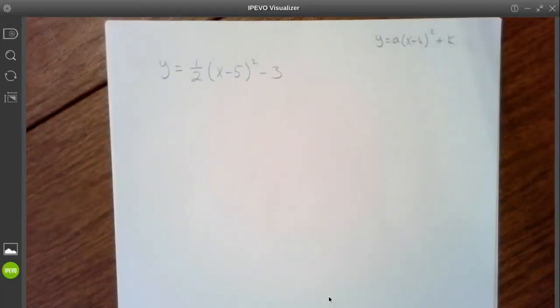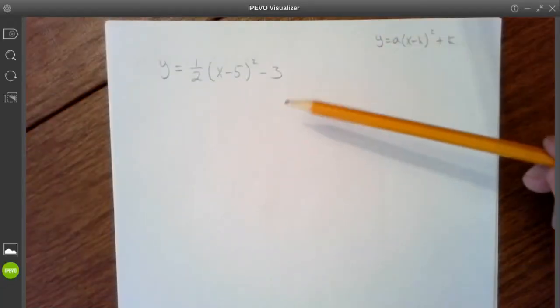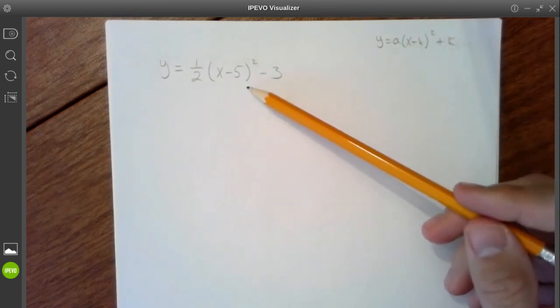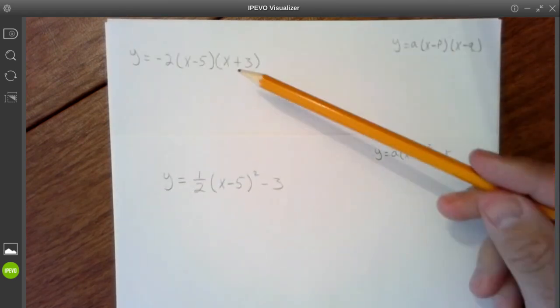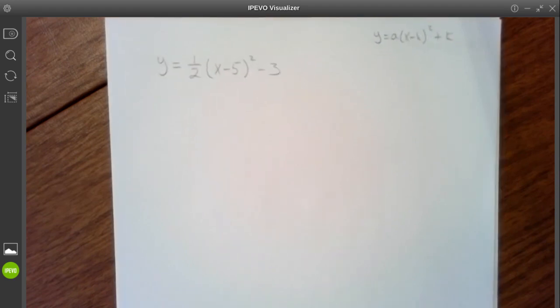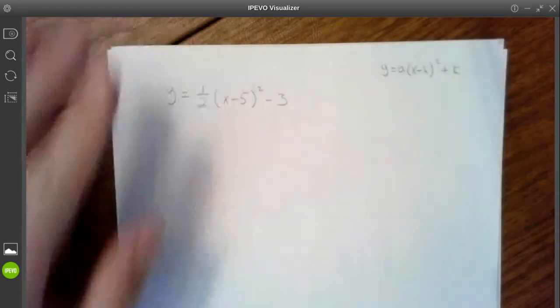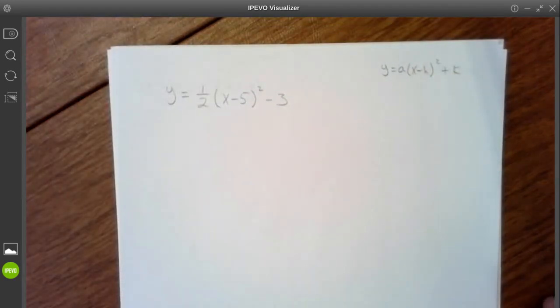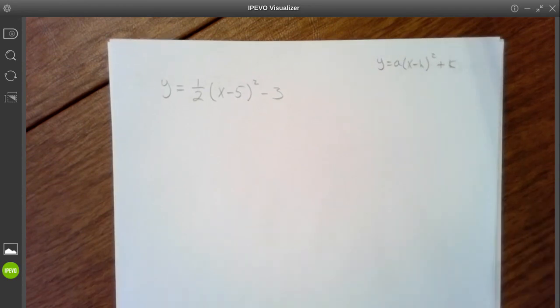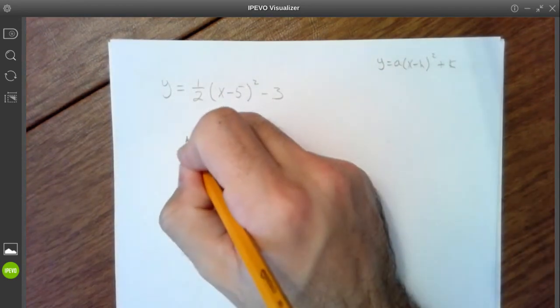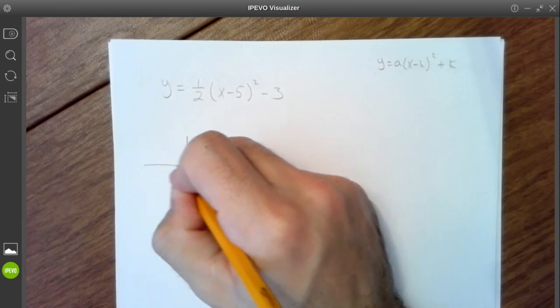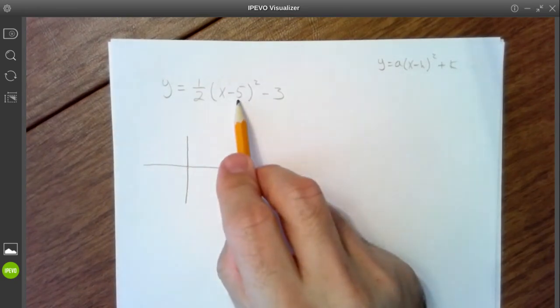All right, so in this video, I'm going to summarize how you can graph something that's in vertex form or something that's in factored form by hand relatively quickly. It's not going to give you the perfect graph, but it is going to give you a general graph. When it's in vertex form, the key idea is the vertex.